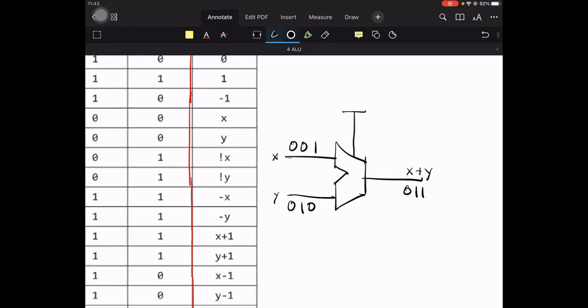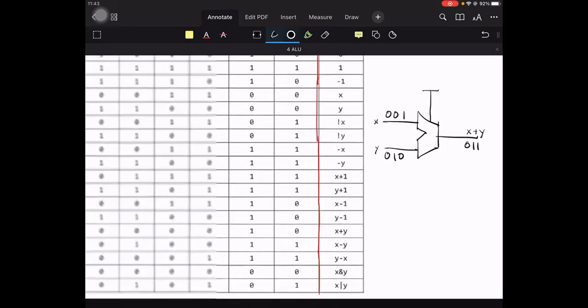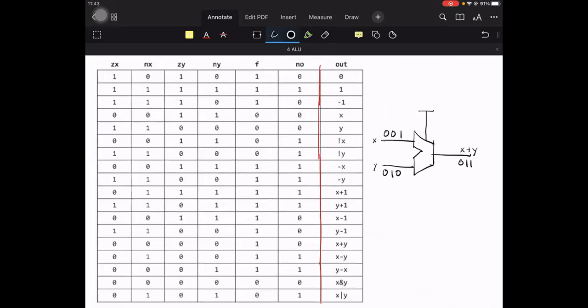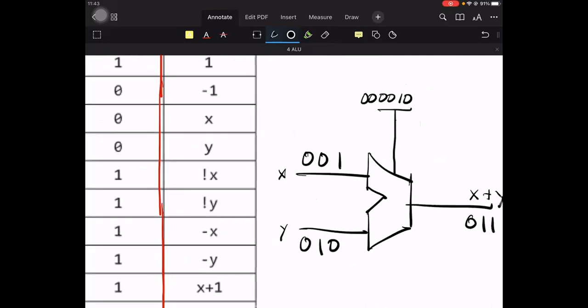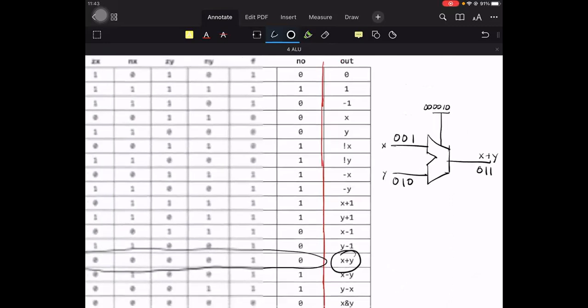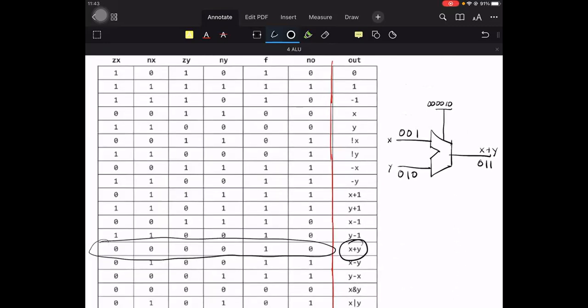Meaning our opcode should be the one in the rightmost column. So our opcode input should be 0, 0, 0, 0, 1, 0. That's what it should be.